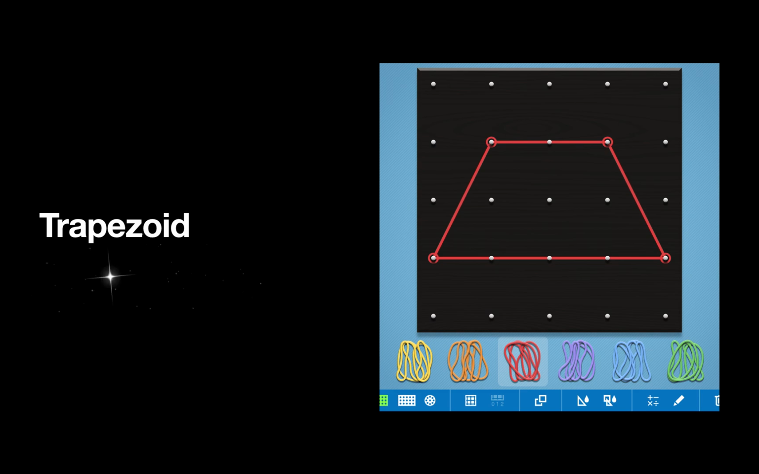A trapezoid is a quadrilateral. It's a polygon. It has four sides, right? And it only has one pair of parallel sides. The top and the bottom of this trapezoid are parallel to one another. So that's one pair of parallel sides.